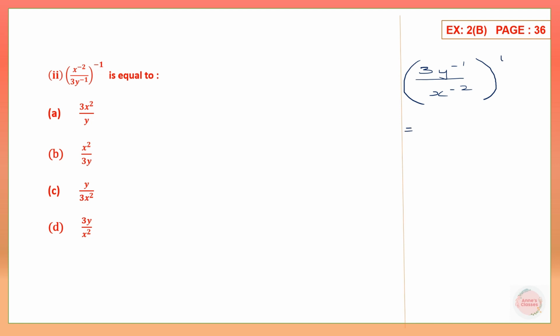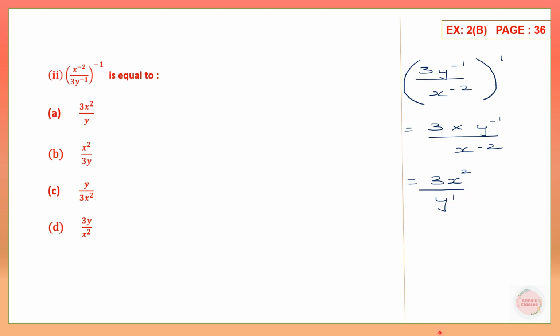Now let me write each one separately. So I have 3 into y to the power of minus 1 by x to the power of minus 2. So this is 3. Now look at y to the power of minus 1. If I have to make this power positive, this has to come to the denominator, isn't it? So it becomes y raised to the power of 1. So let me put it there. And now look at x. x has a negative power. Now if that has to become positive, x has to go to the top. So that will be x to the power of 2. So now can you see all the powers have become positive.